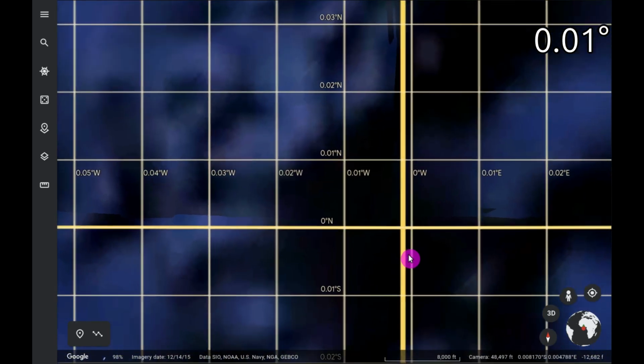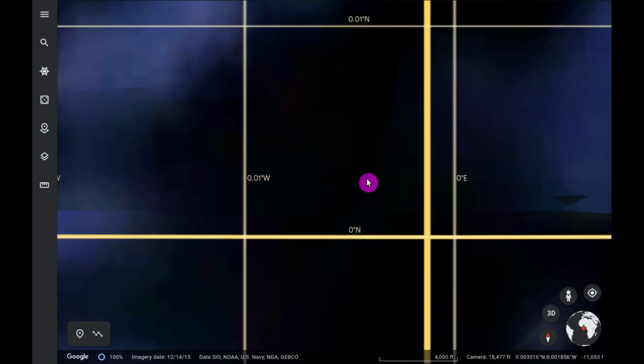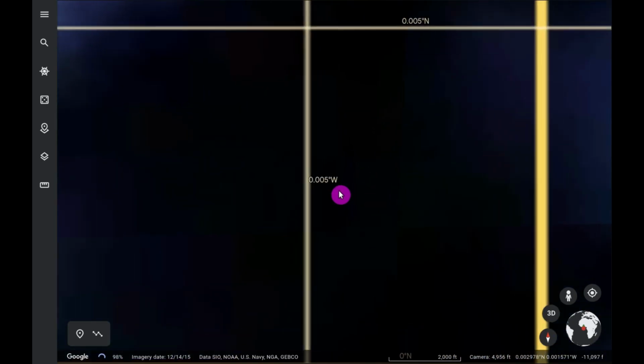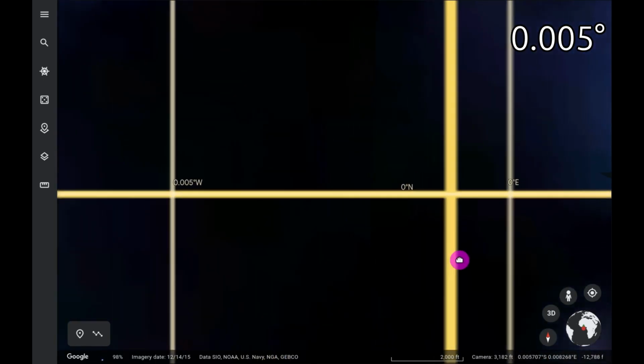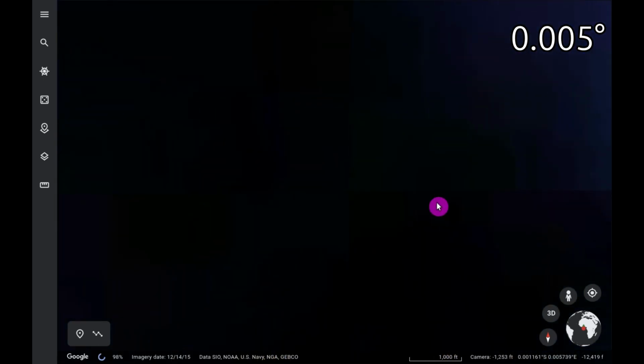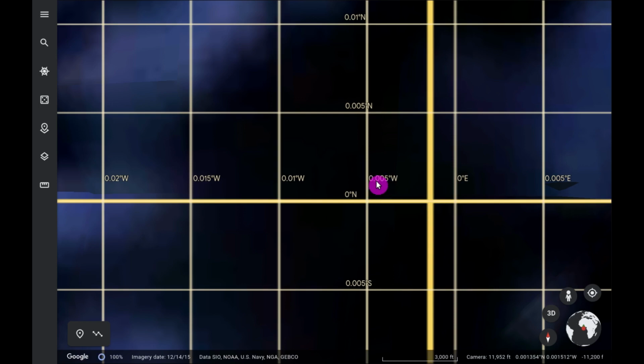As we keep zooming in, it'll get even finer. And now we have 5 thousandths of a degree. And if we keep zooming in, it'll get even finer, although I think that might be about as fun as it gets.